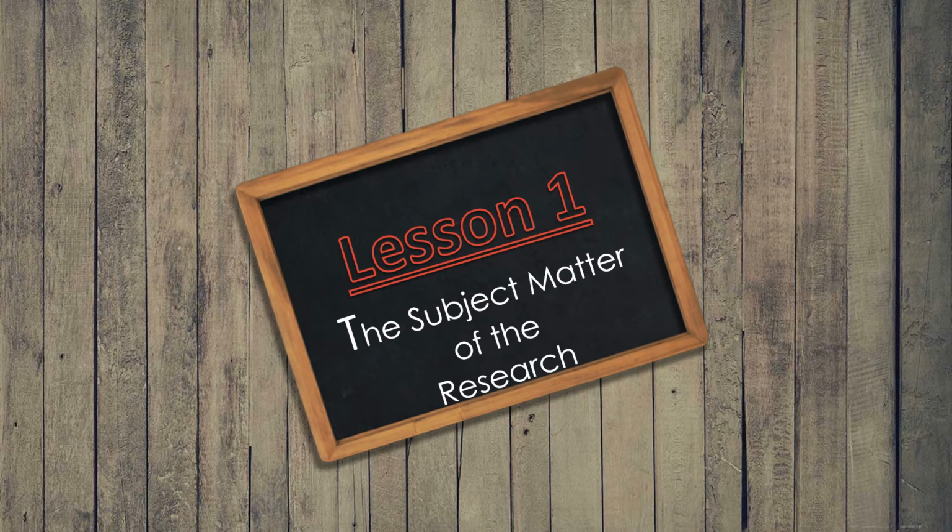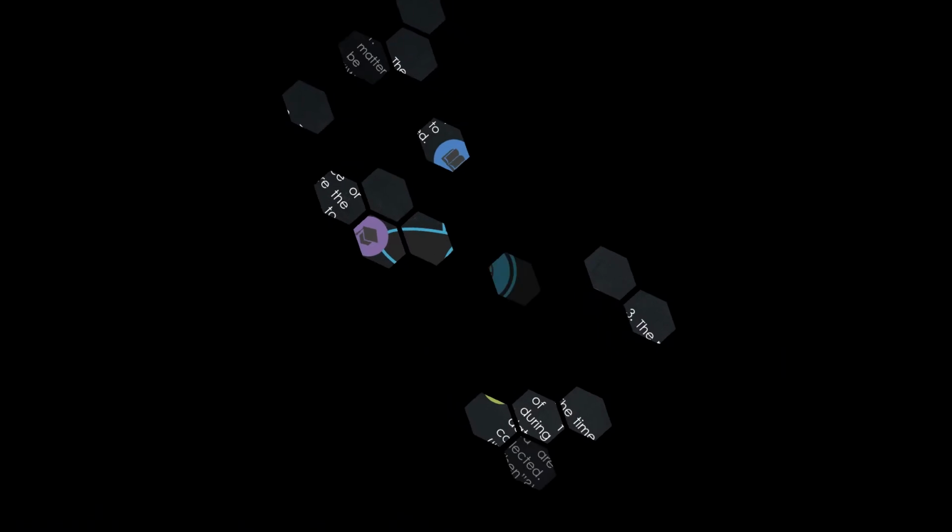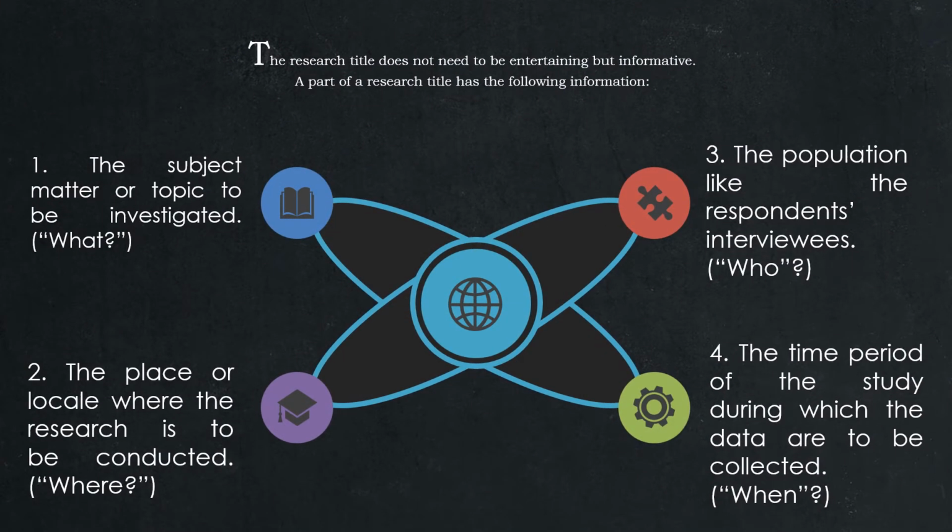The elements of a research title. A research title has the following information. The subject matter or topic to be investigated, answering the question what. The place or locale where the research is to be conducted. In our previous lesson, we discussed already the population and the sample. That is answering the question where.